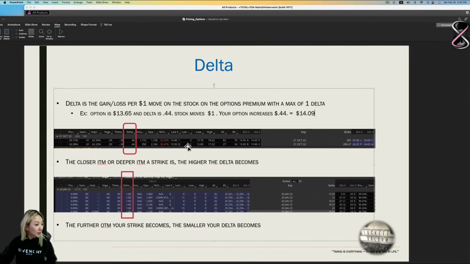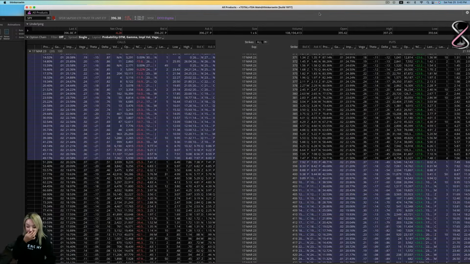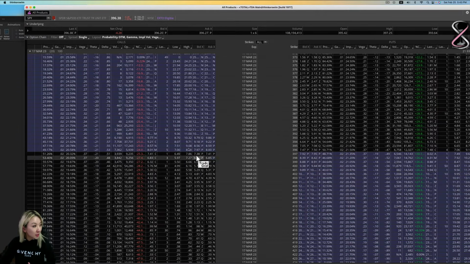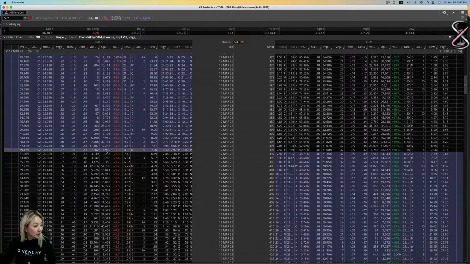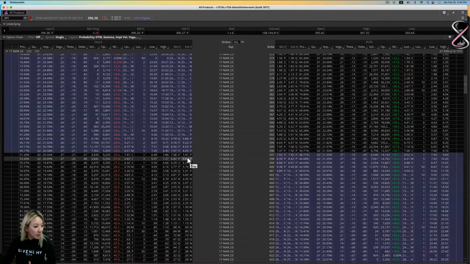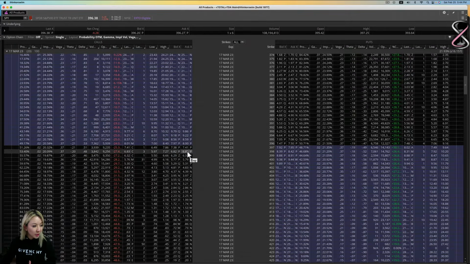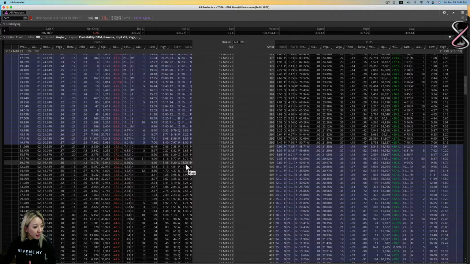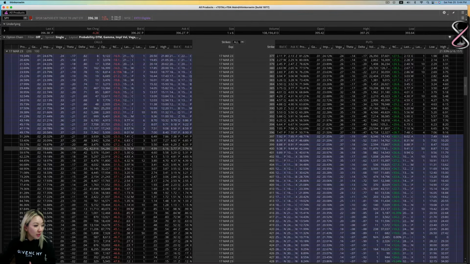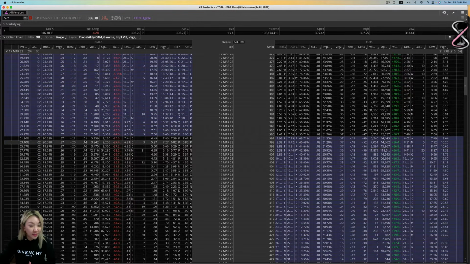Does that make sense? Okay, so the closer in the money or at the money a strike is, the higher the delta becomes, right? The further out of the money your strike becomes, the smaller your delta becomes. So if you have a short-term option, and it starts going down, not only do you lose, your price goes down, but when it goes back up, your delta is now smaller, right? So it has to work even harder with less time to increase in value.